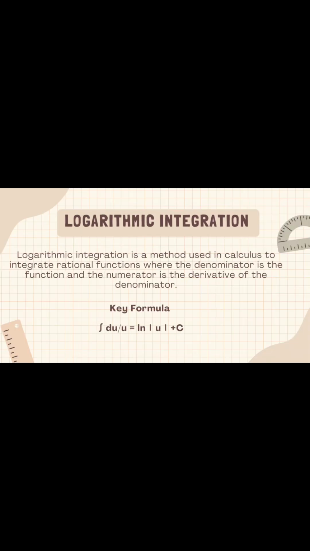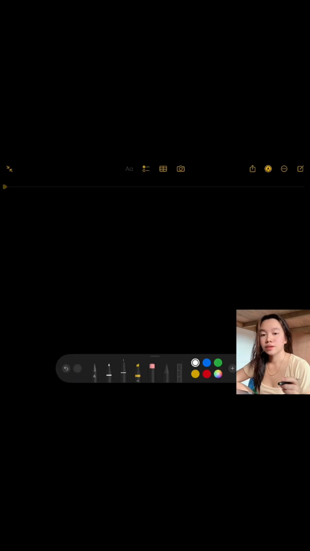Before we proceed to our examples, I want you to know first what logarithmic integration is, its formula, and when we are going to use it. Logarithmic integration is a method used in calculus to integrate rational functions where the denominator is the function and the numerator is the derivative of the denominator. When you see a function like du over u, proceed immediately to logarithmic integration. So now let's proceed to our examples.